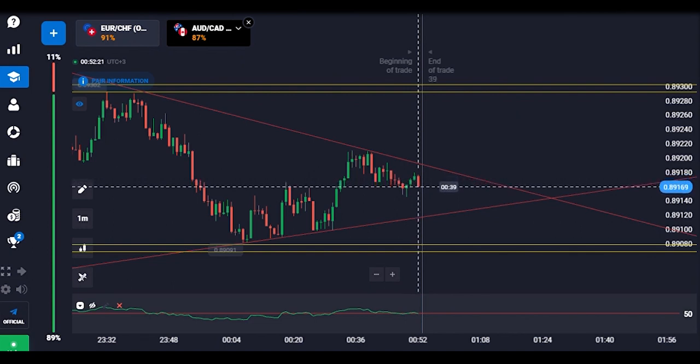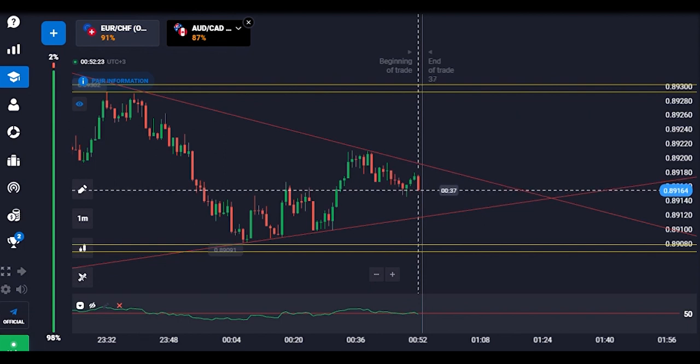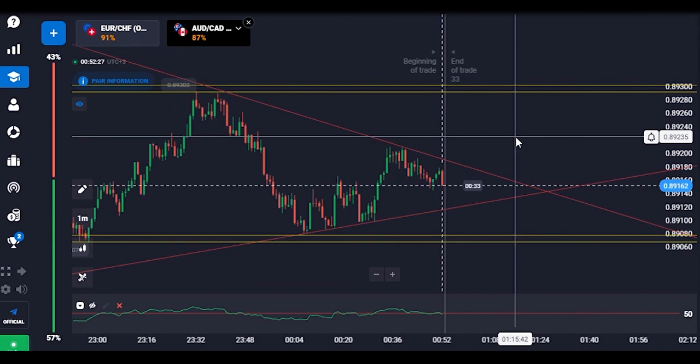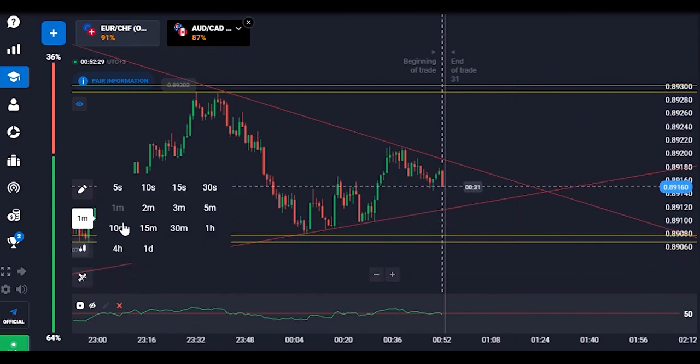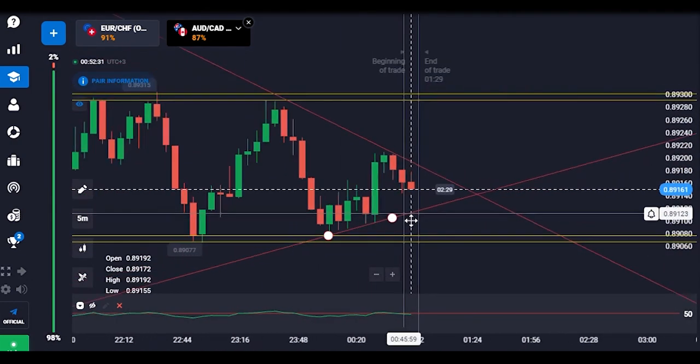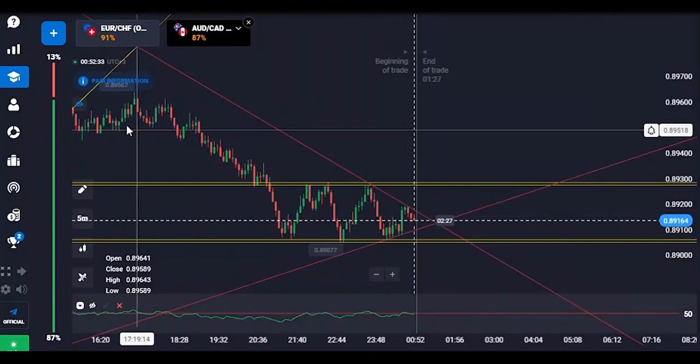That is, if the direction of the break or breakthrough is downwards, we will take a 1-minute trade in the direction of the downward movement. If the breakthrough is upwards, we will take a 1-minute trade in the direction of the upward movement. Now let's wait and see what happens.